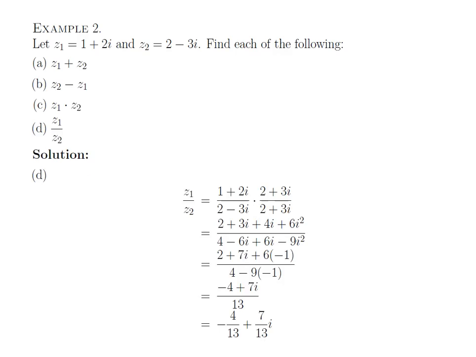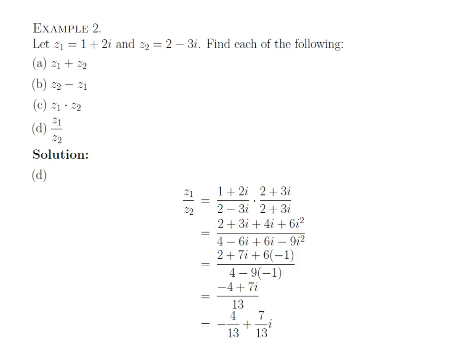Now our trickiest problem here is doing the division, so if we just write the quotient z1 over z2, we have 1 plus 2i over 2 minus 3i, and that's like a sort of complex fraction. But what we really want to do here is simplify in such a form that we can express it in the standard a plus bi format.